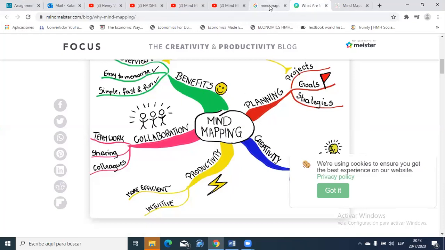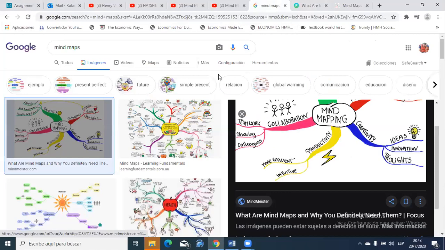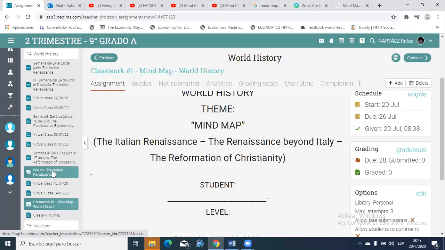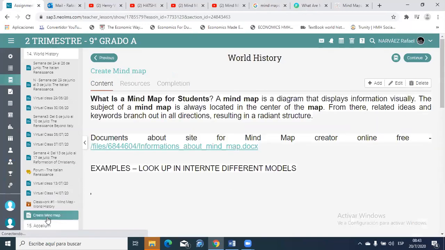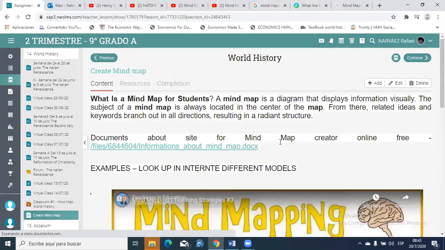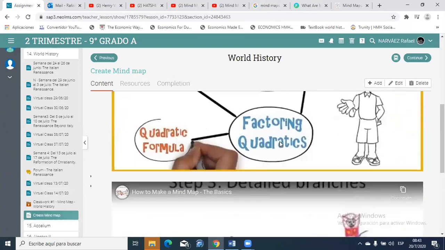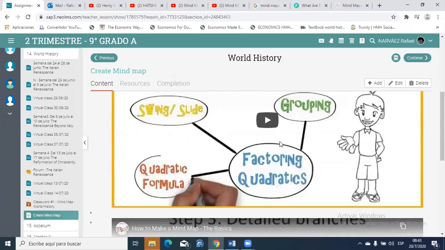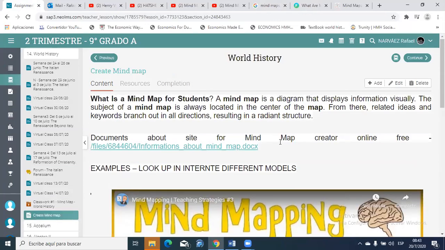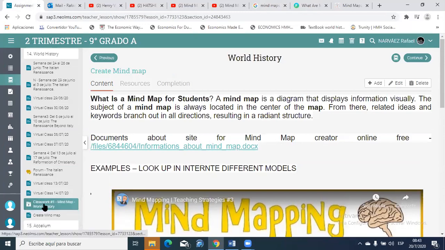Okay, these are some ideas that I'm offering you for you to create your mind map. As I said before, I also loaded up another section over here. Where is it? Create mind map. If we go to that section, there is some information on how to create a mind map and also videos that help you. Now let's go back to the previous one.